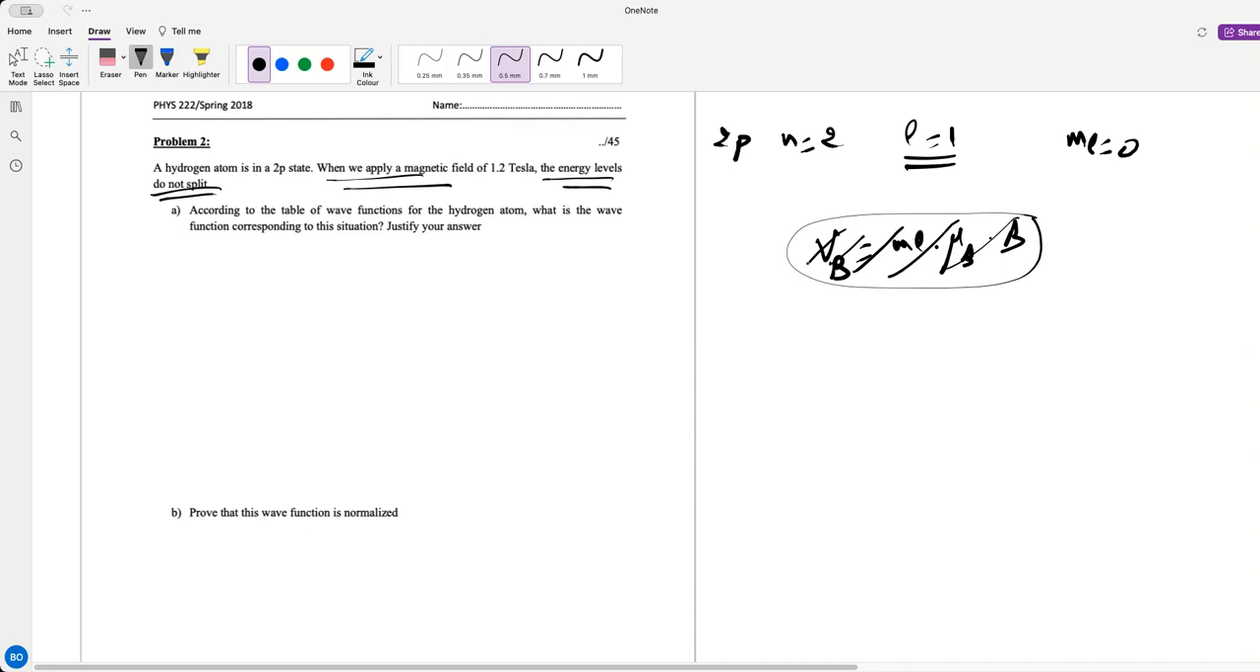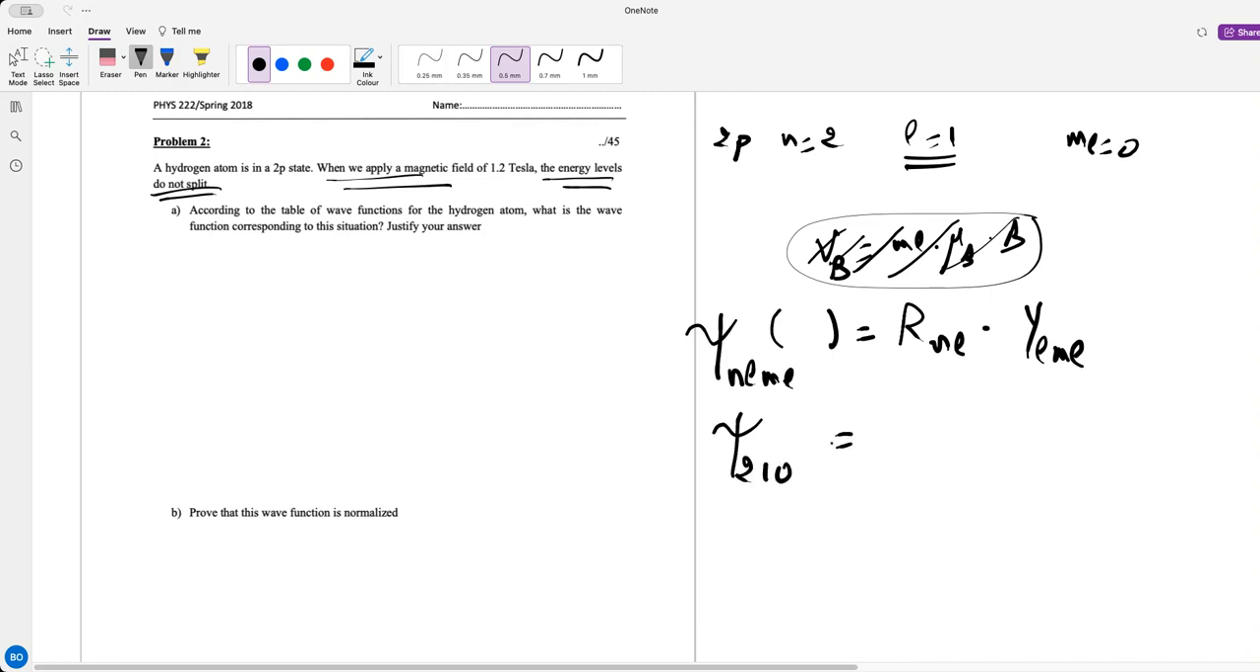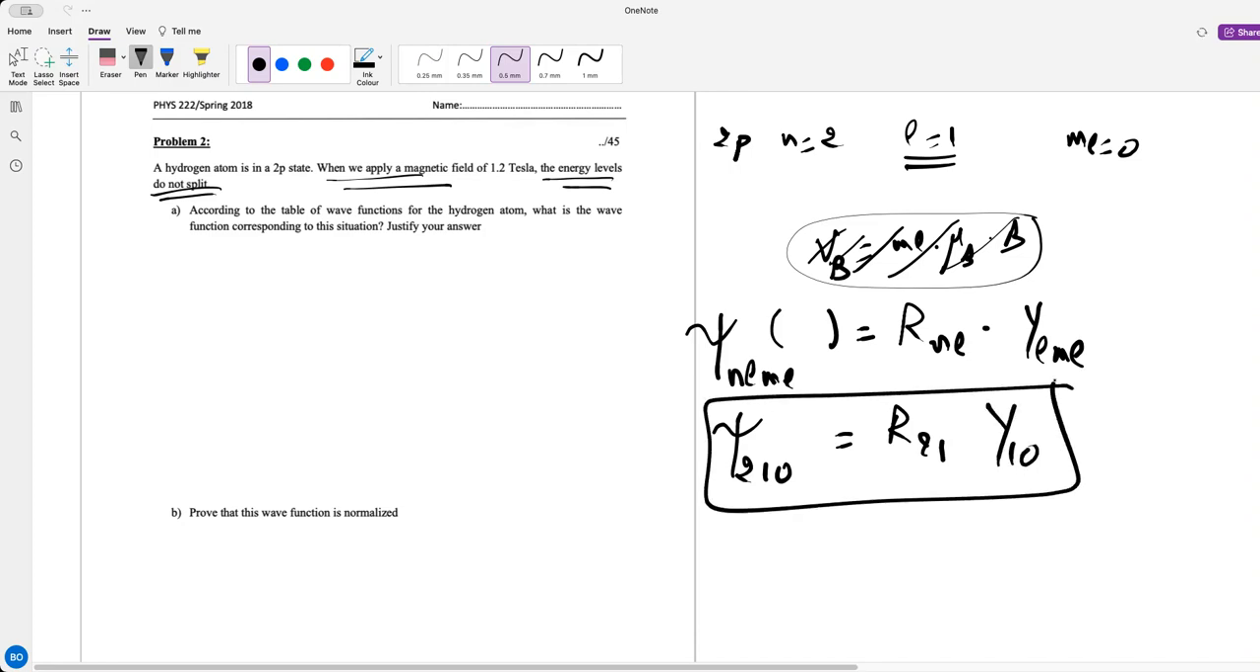Now, what does this mean? This means that the wave function, which is N L ML, is equal to R N L times Y L ML. So our wave function is 2, 1, 0, which is R21 and then Y10. This is what we will be looking for. Okay.